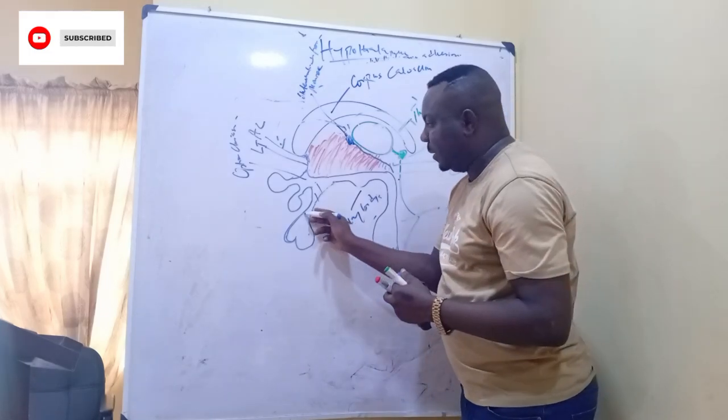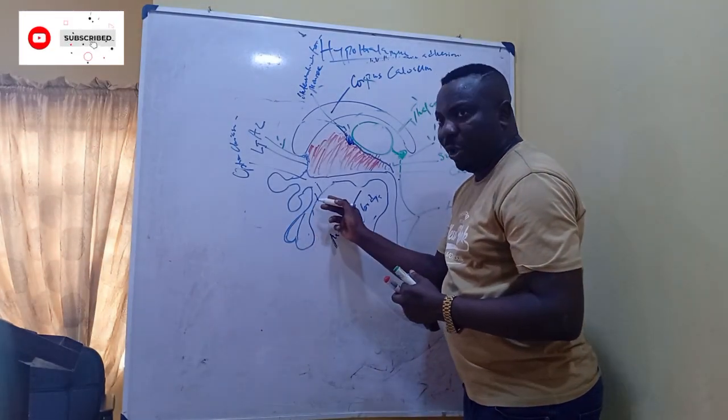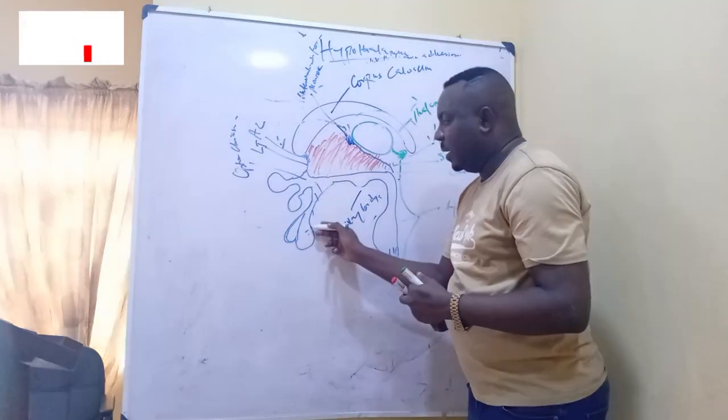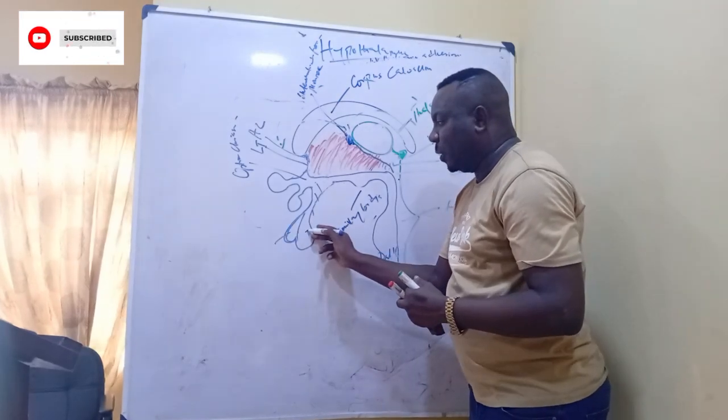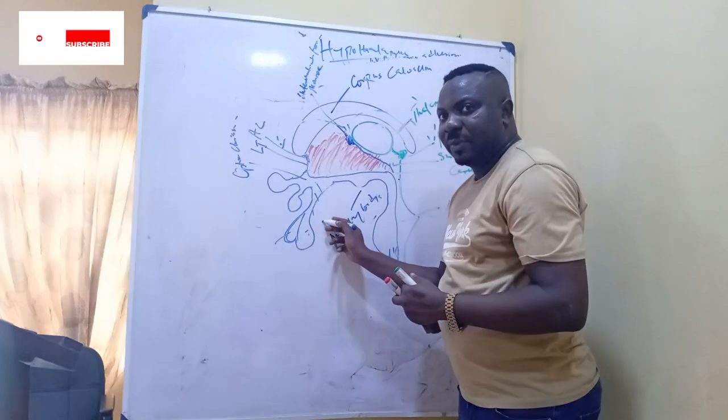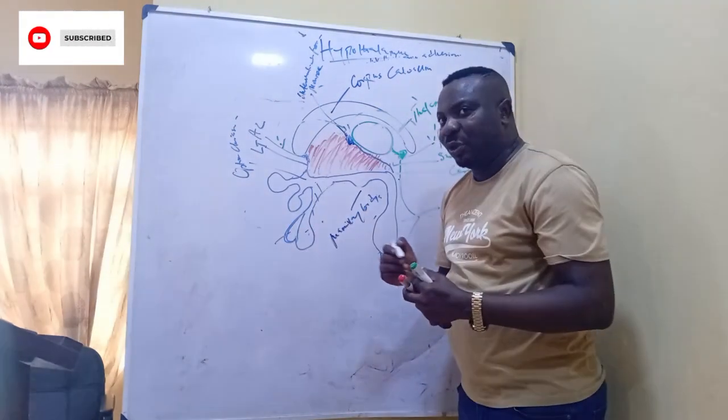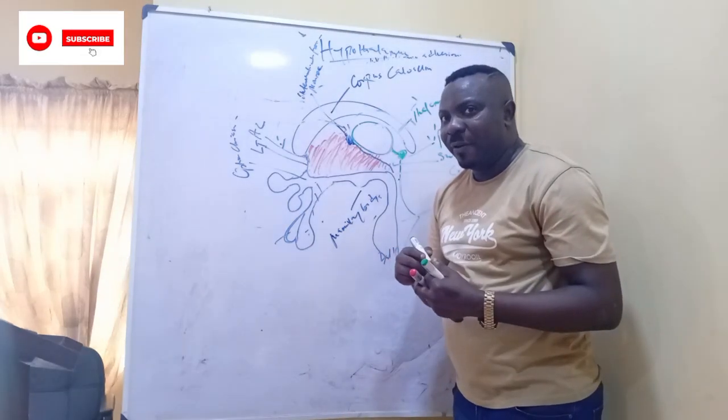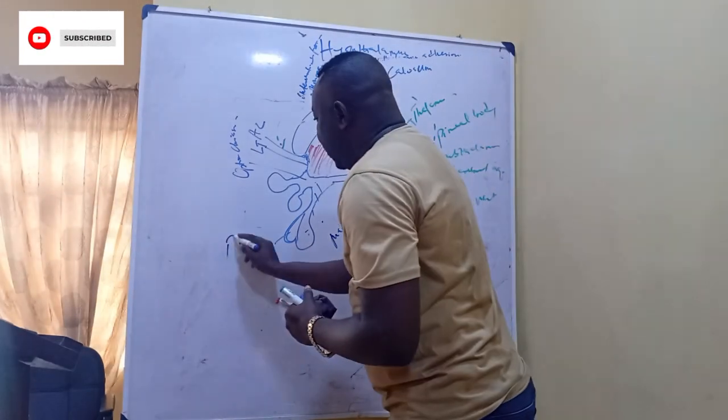Now, of course, you know that the pituitary gland is divided into two. One is the anterior, and one is the posterior. Right? Yes, sir. The anterior pituitary gland originates from where? From Rathke's pouch.